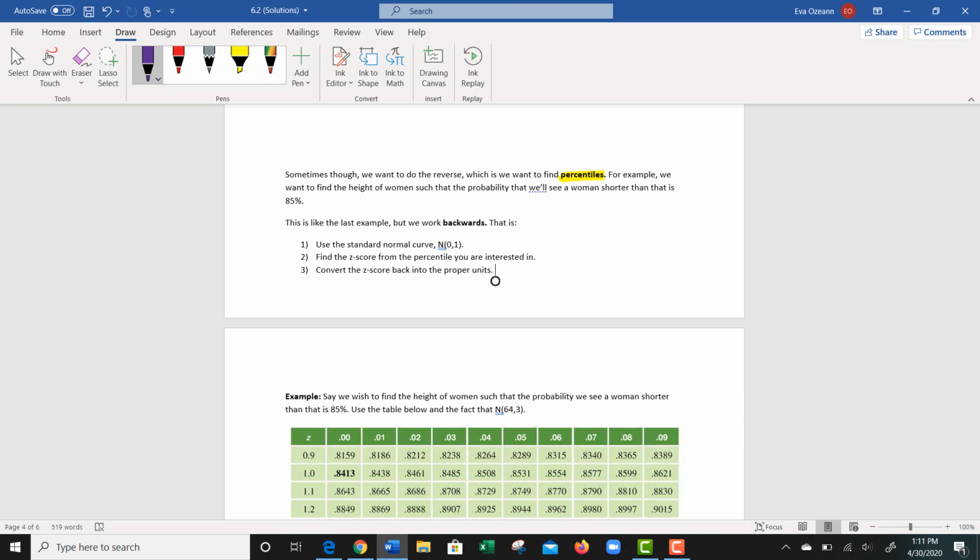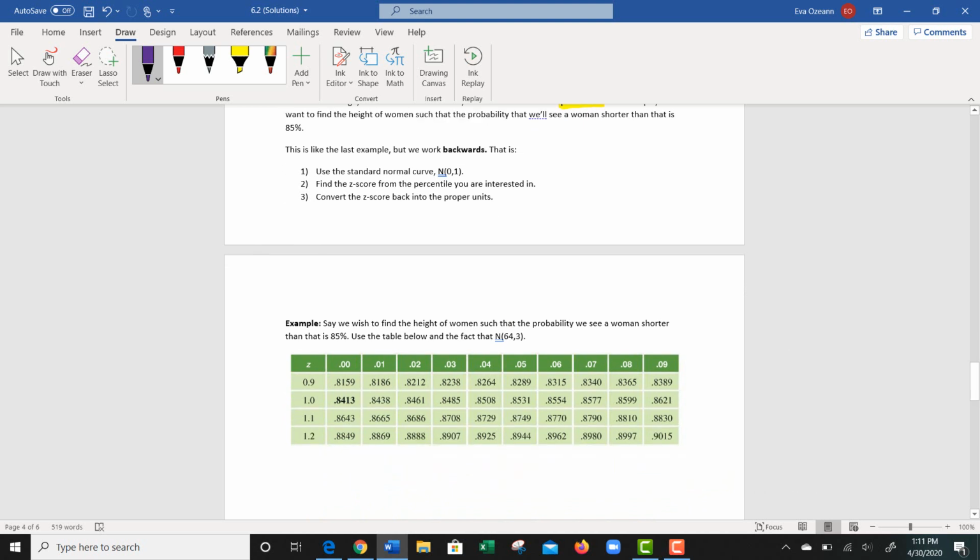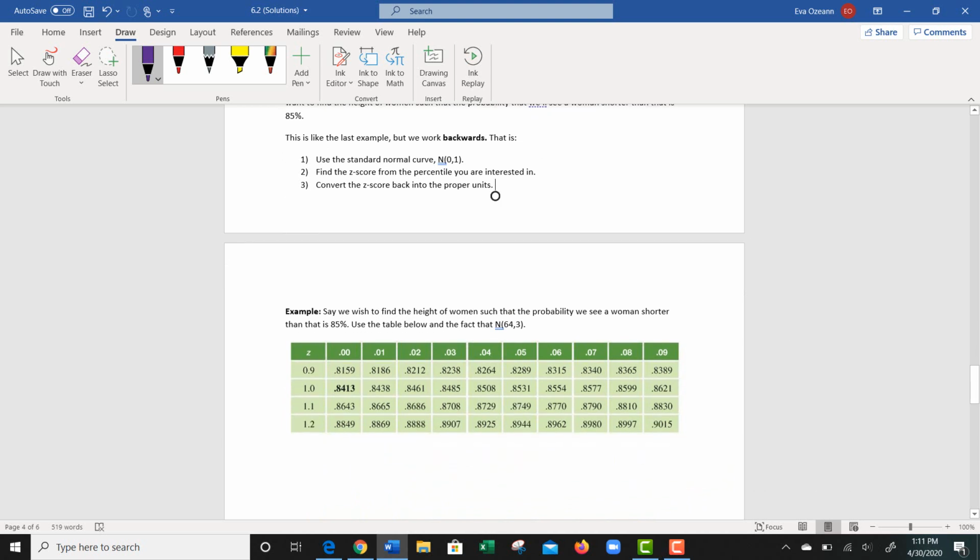But we'll see. So, for example, let's say that we want to find the height of a woman such that the probability that we'll see a woman shorter than her is 85%. So what we have to do is work backwards, and to do that, we're going to use the standard normal curve. We're going to use that Z-table, work backwards to find the Z-score that relates to that percentile, and then convert that Z-score back into the proper units.